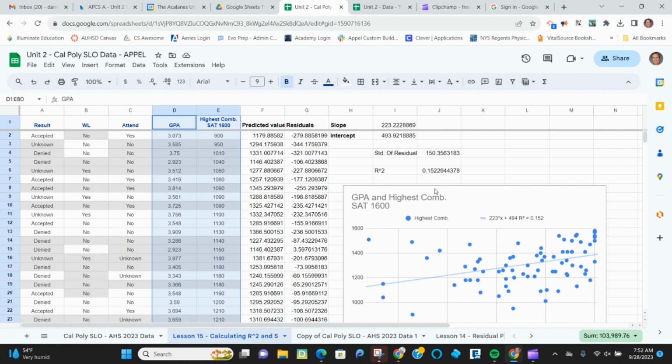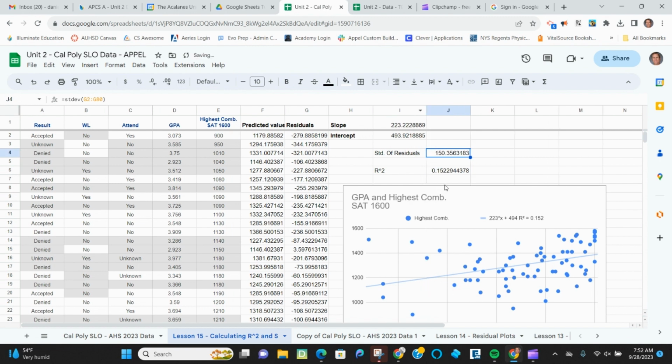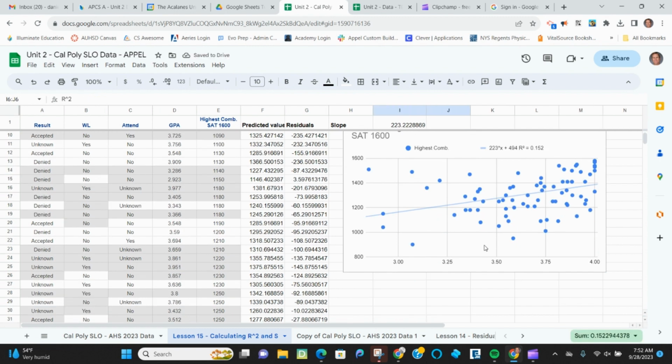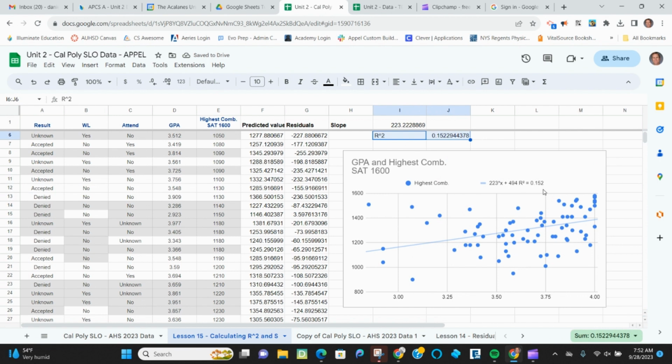All right, so that's it. That's how you can get your standard deviation of residuals, right? But just using standard deviation once you have your residuals, and then your r squared value you can calculate manually, or if you can get it from the chart, it'll be the same thing.